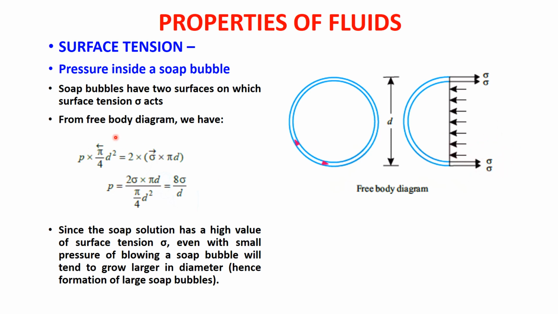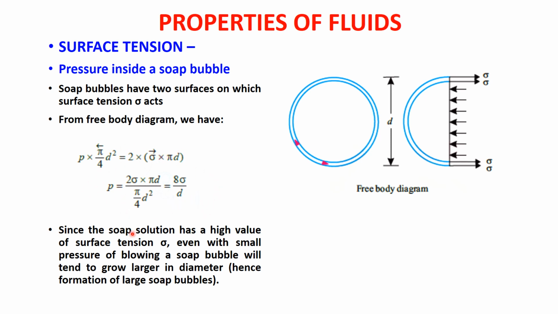The pressure and the area will remain constant as earlier for the water droplet. So P into pi by 4 d square will remain as it is, equal to sigma into pi d, which will also remain as it is. This is for a single surface. So for two surfaces it will be multiplied by 2. Therefore P is equal to 2 sigma into pi d divided by, as usual, pi by 4 d square. So we will get 8 sigma divided by d. So the value for calculating pressure inside a soap bubble is P is equal to 8 sigma divided by d.